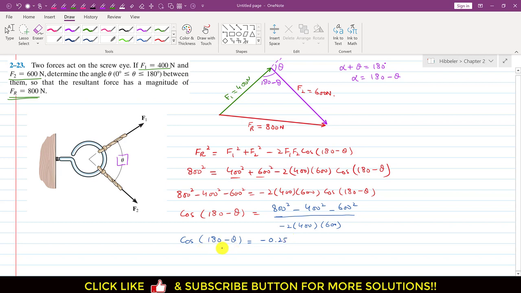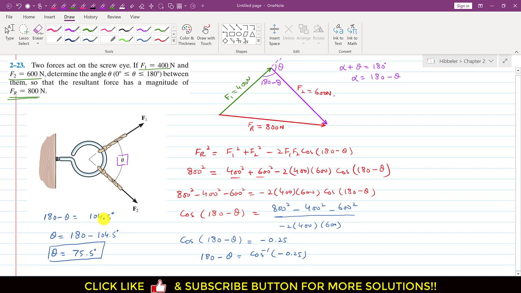Now since we want to find theta, we will take cos inverse. So 180 minus theta equals cos inverse of minus 0.25, which is 104.5 degrees. So theta is equal to 180 minus 104.5 degrees. From this, theta equals 75.5 degrees.